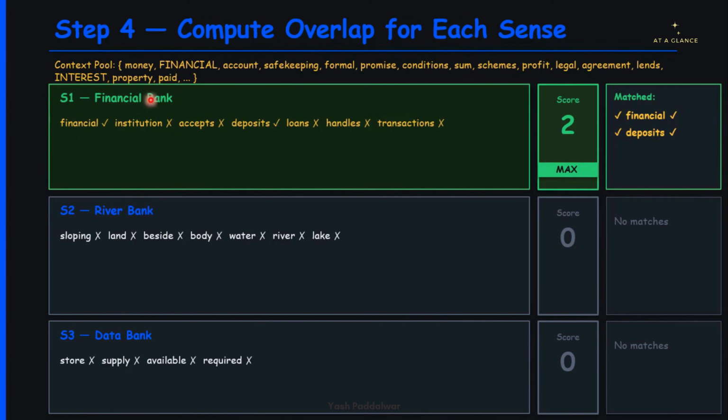If you look at the first sense, financial bank, you can see the keyword financial, then the keyword deposits. Both these keywords are overlapping with the context pool. So the score is 2 over here. The financial keyword and the deposits keyword are overlapped here. In the second sense, we don't have any word which occurs in the context pool. In sense 3 also, we don't have any word which is present in the context pool. So clearly here sense 1 is the winner.